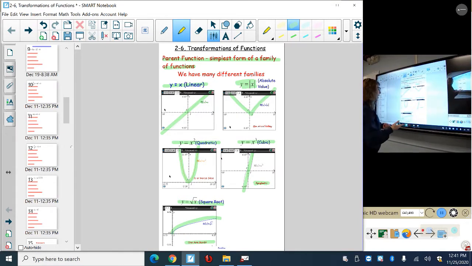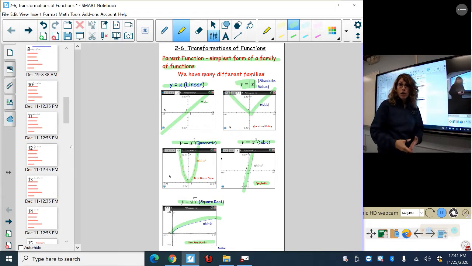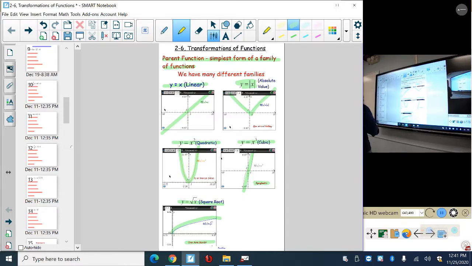In addition to that, I need you to understand that what we're going to learn today goes for every function I'm talking about. So all 5 parent functions have exactly the same qualities, okay? They have the same transformations.